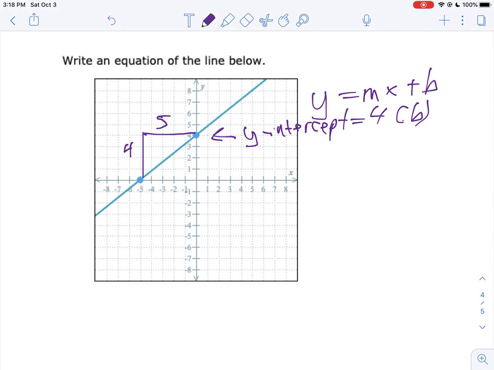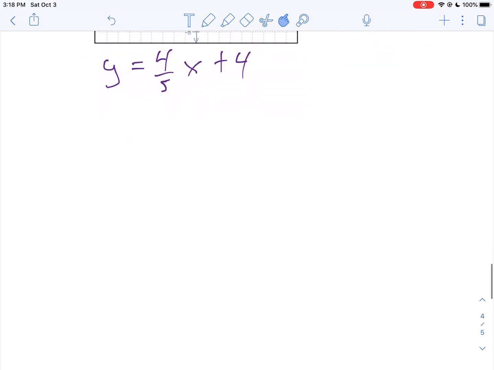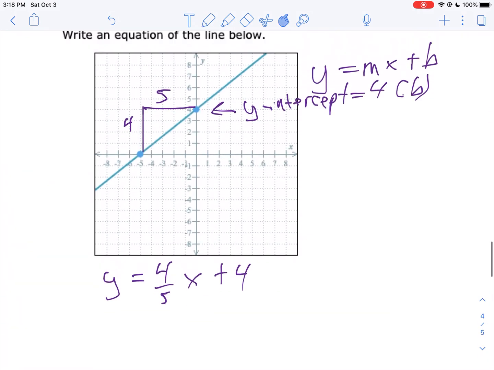So we were looking for y equals 4/5 x. Don't forget the x. Plus 4, because it crosses the y-axis at 4. And that's your answer. Like I said, you just forgot the x on that one. And I wonder if you had a negative, I don't remember or not. But that's what it should be.